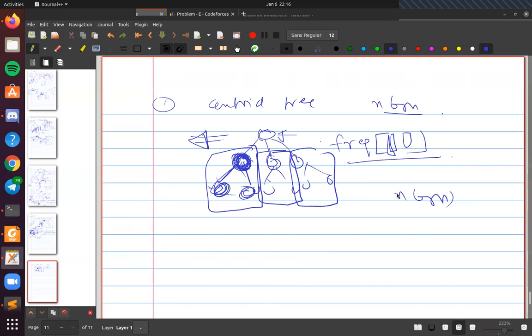Overall your complexity would be this, and at max it would be this. So it will work. Okay. Are there any doubts in this question?